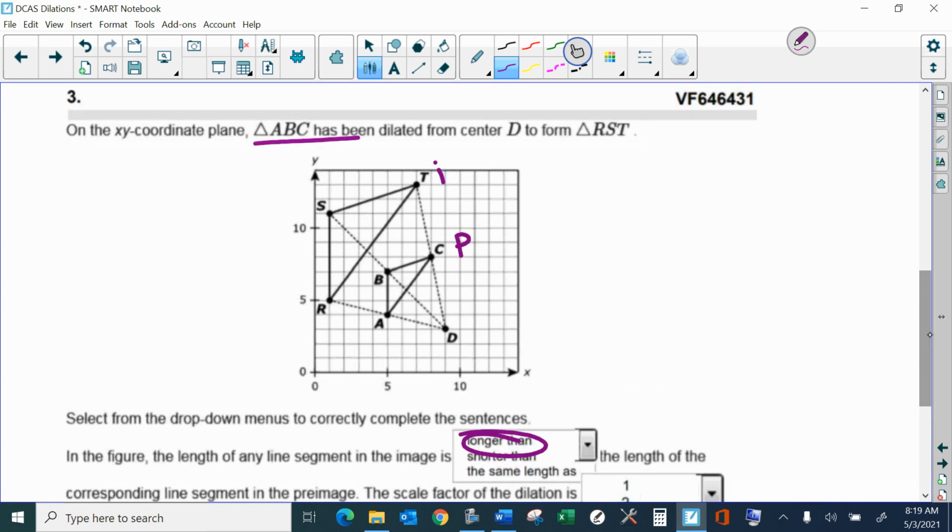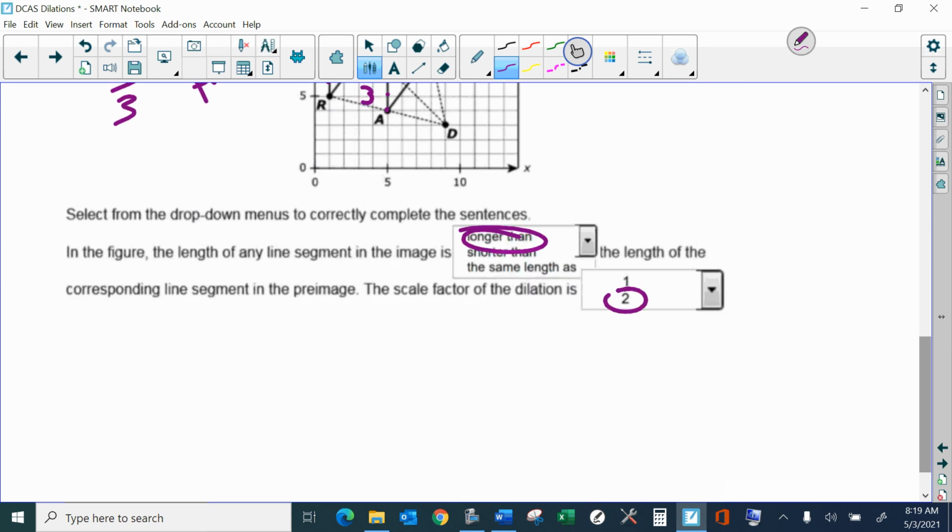Okay, the easiest one to do, remember, is check a vertical or a horizontal, because I can easily count that. 1, 2, 3, and 1, 2, 3, 4, 5, 6. So image over pre-image. Remember, I over P, alphabetical order, easy to remember. So we have the image, 6 over 3, which is 2. So the scale factor is 2.